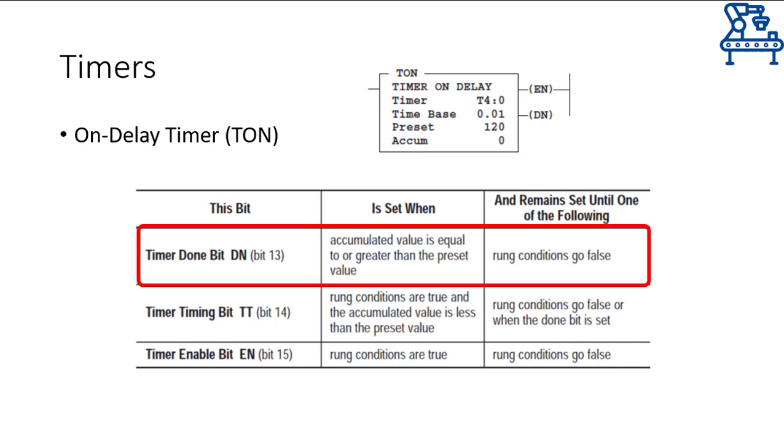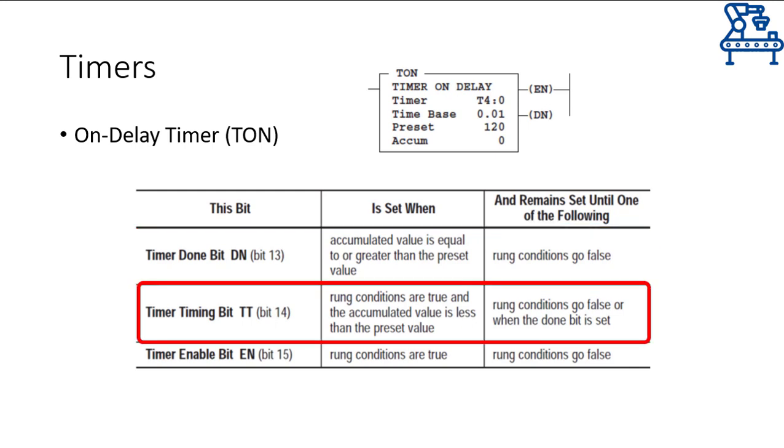Specifically for the on delay timer, the timer done bit, that is the bit 13 of word 0, will be set when the accumulator value has reached the preset value and will be reset or go 0 if the run conditions are false or if the timer is timing.